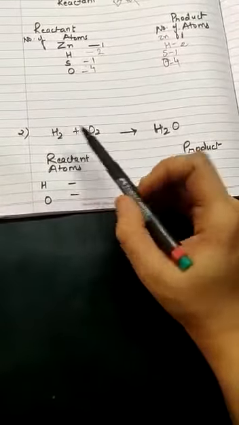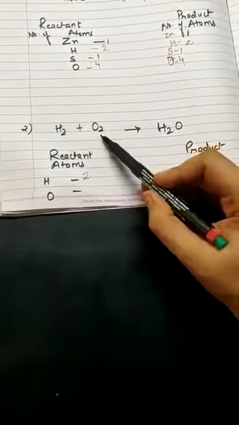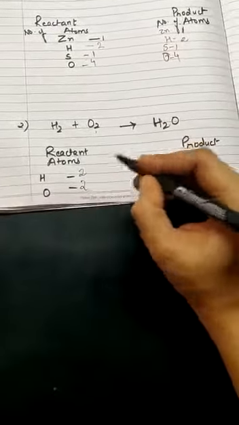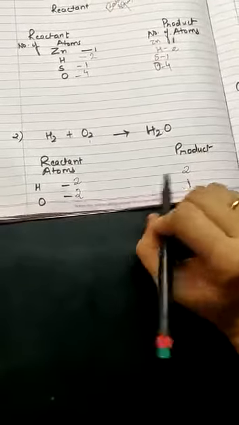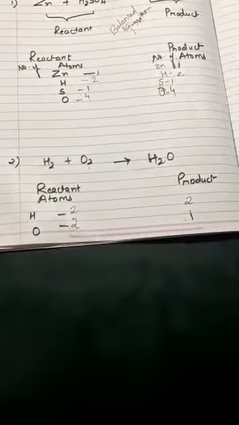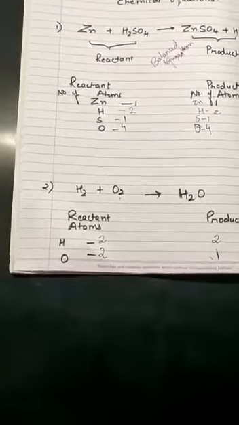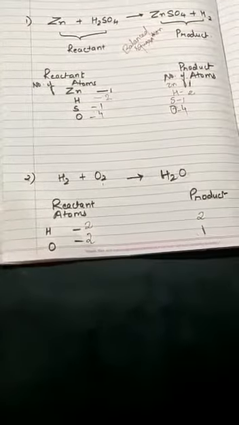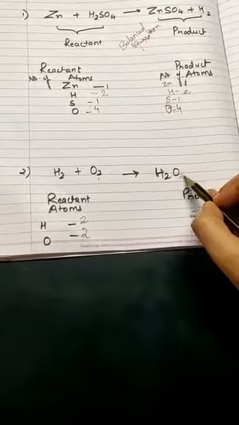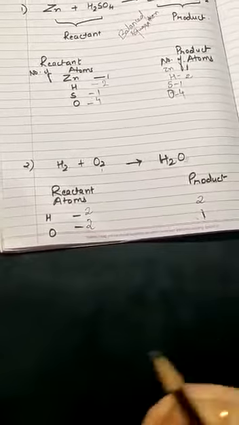Here we have 2 atoms of hydrogen. Here also we have the same in product. Here we have 2 atoms of oxygen, but here we have 1. So here it is unbalanced. So what can we do to balance it? For example, let me ask you, how would you portray it? Can we write 2 here? No, we can't write 2 here. The reason behind that is no such molecule exists.